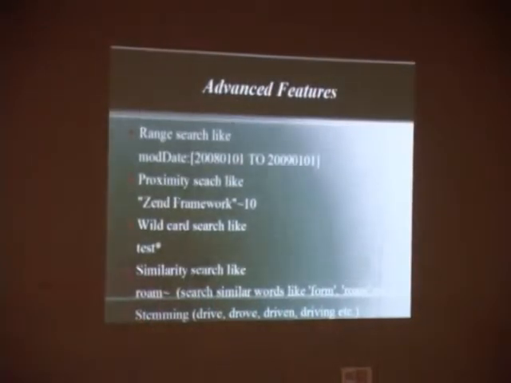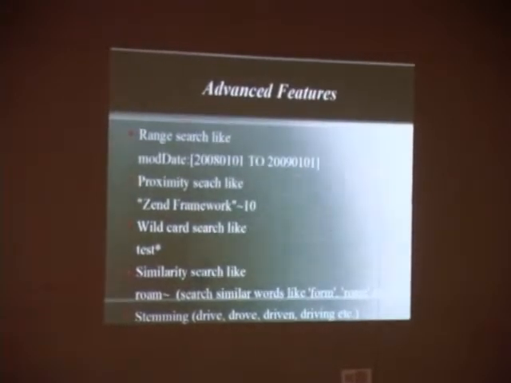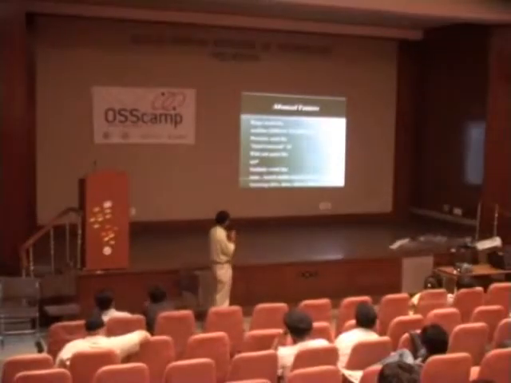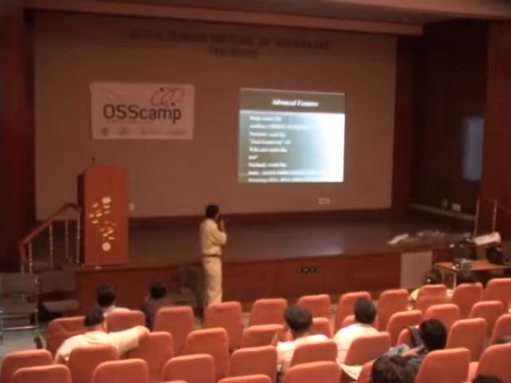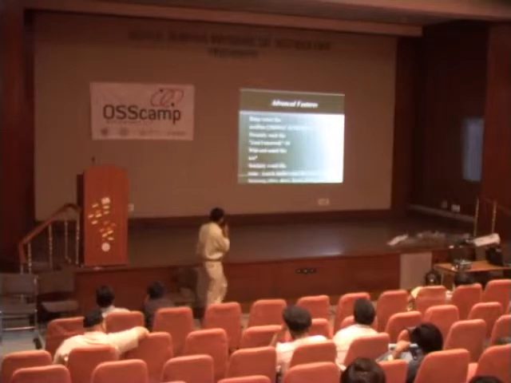Proximity search. It does not only search for the exact phrase; it would find like this: Gen and framework will be split into two parts, and these two parts will be found sequentially within 10 words, approximately 10 words.